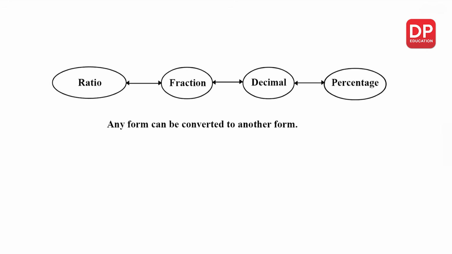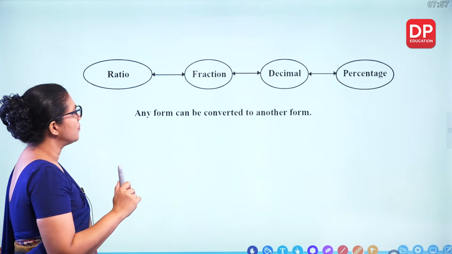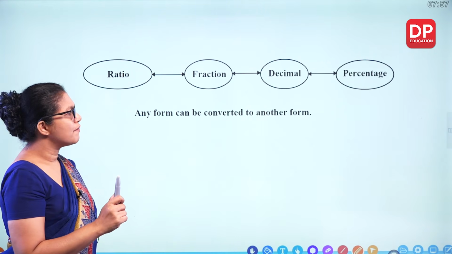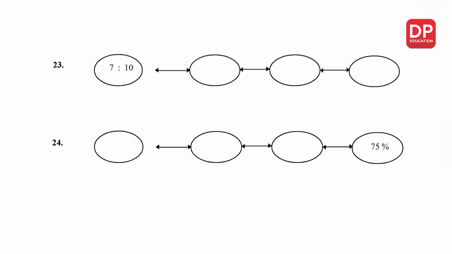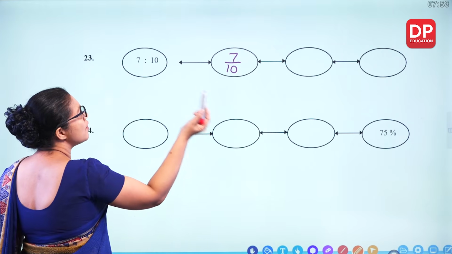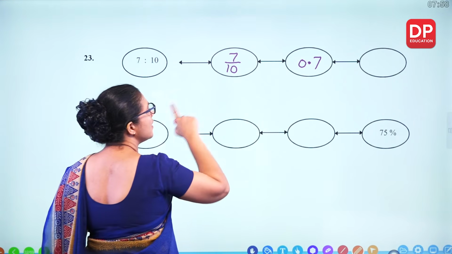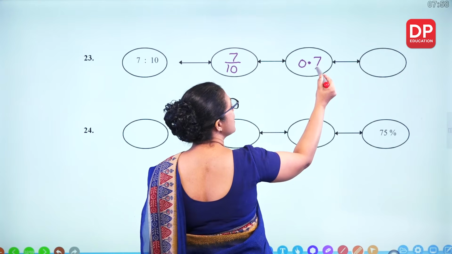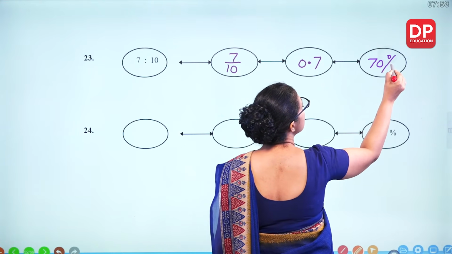So a ratio you can convert to a fraction, a fraction to a decimal, and a decimal to a percentage. Any form can be converted to another form. 7 to 10, that's a ratio. Convert to a fraction, you can write 7/10. Convert to a decimal, 0.7. And convert to a percentage, multiply by 100. So that's 70%.